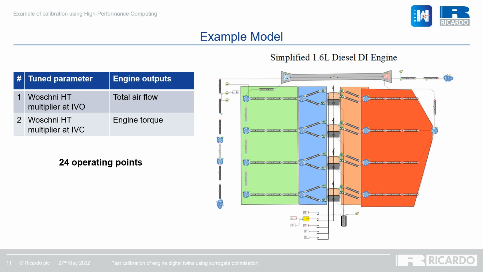Let's have a look at an example model of a tuning process for a simple model of a turbocharged diesel engine. In this case, we will work only with heat transfer coefficients for open and closed part of the cycle and attempt to match engine airflow and torque. The selection of the example is based on its simplicity. We have 24 operating points here and 2 tuned parameters, 2 engine outputs, which means that we'll be able to illustrate the tuning process in real time. Let's get started.